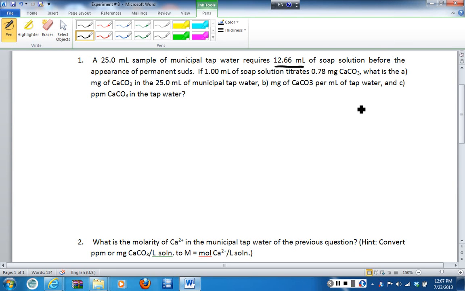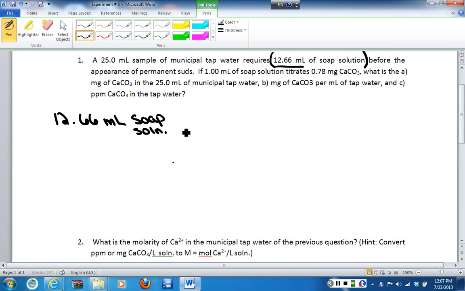In order to answer the first part, the milligrams of calcium carbonate in 25 mL of municipal tap water, we have to take a look at the problem and see what we have here. What we see is that we have 12.66 mL of soap solution. If we compare this to what we did in experiment 6, this would basically be the base, the amount of base that we use when we reach the equivalence point. So this is actually the number that we want to start with. So we have 12.66 mL of soap solution.